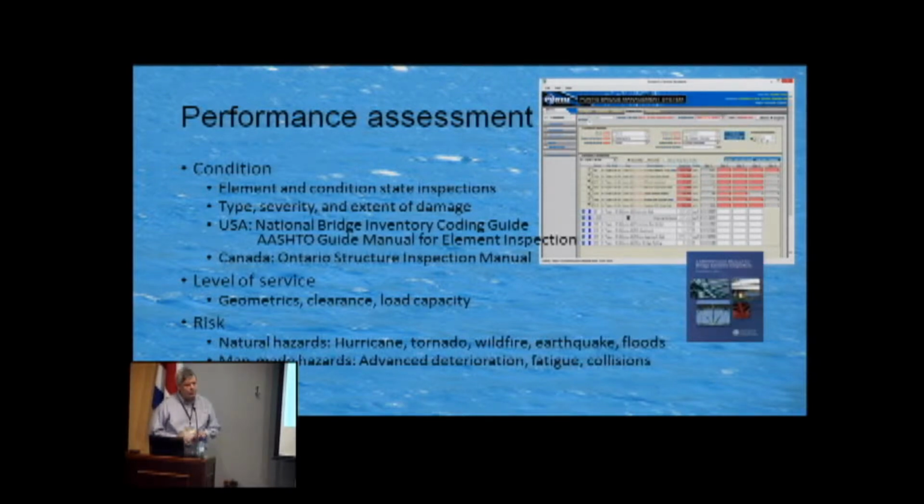And then finally, we also look at risk. This is a relatively new thing that we're doing in bridge management. We're still learning how to do this. But the kinds of risks that we look at are hurricanes, tornadoes, wildfires, earthquakes, floods, and we also look at certain man-made hazards such as advanced deterioration, fatigue, and collisions. So a bridge with advanced deterioration, for example, it's more likely that if an overweight truck tries to use the bridge, it may damage the bridge or cause it to collapse. So there's a risk associated with that the service of the roadway might be interrupted. So we look at all those kinds of risks.